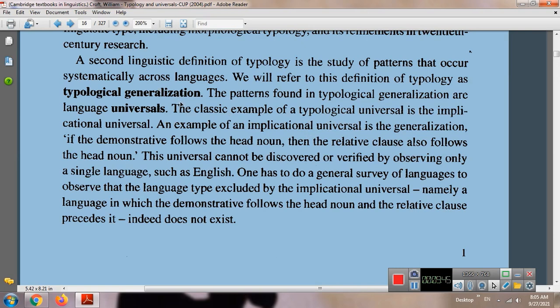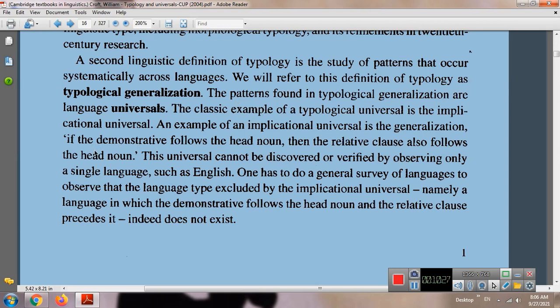Here, dear student, we give you another definition of typology, which is typological generalization. Here we find the patterns that occur systematically across languages, which are common and shared between the languages of the world. We call these patterns in typological generalization language universals. And the example of a typological universal is the implicational universal. One example of an implicational universal is in this way.